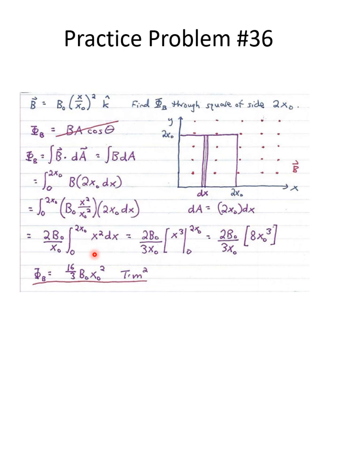We're going to take that integral, and it becomes 1/3 x cubed. I've moved the 1/3 out to the side. Integrating x cubed from 0 to 2x naught, that becomes 8x naught cubed. And we simplify all that, and we end up getting that the flux is 16/3 times B naught x naught squared times Tesla meters squared.